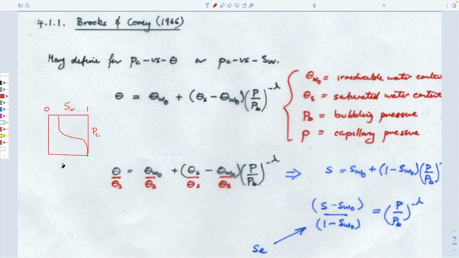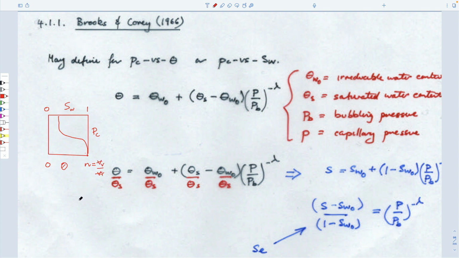We can define it by volumetric moisture content, theta, between 0 and porosity, right? Remember from the definition of volumetric moisture content, it's volume of voids divided by the total volume of the sample. And so that's exactly the same as the definition of porosity, which is volume of voids divided by total volume.